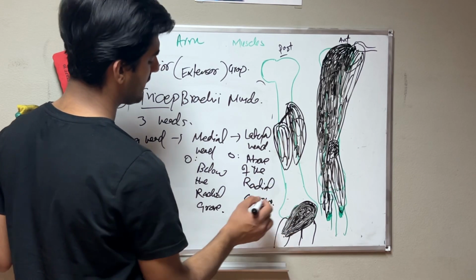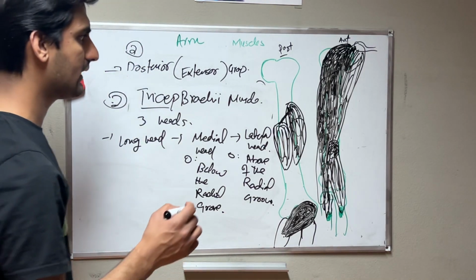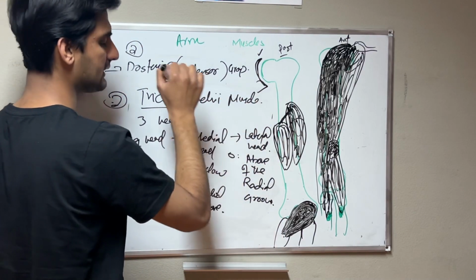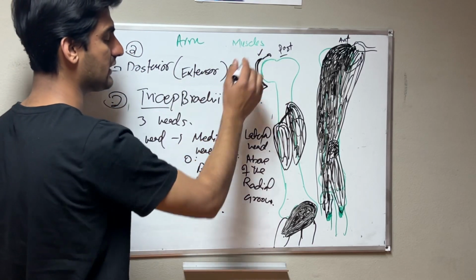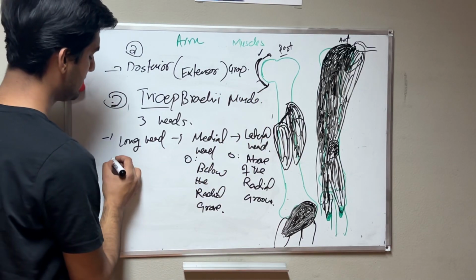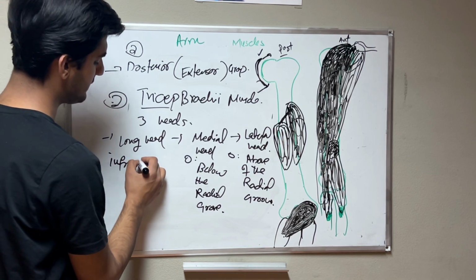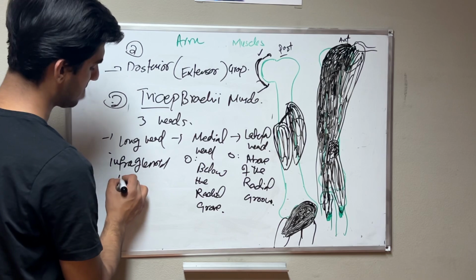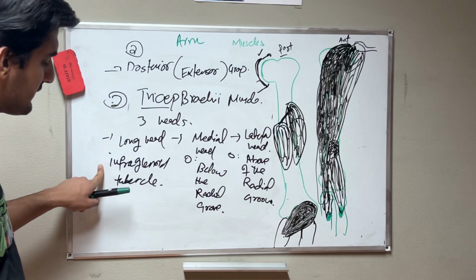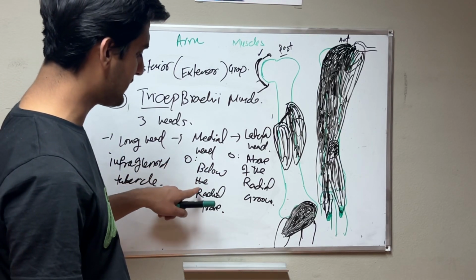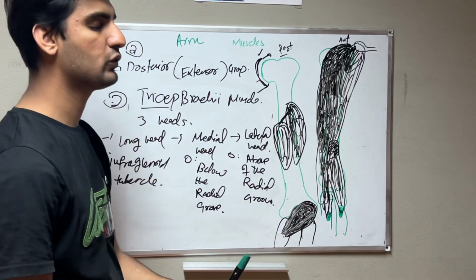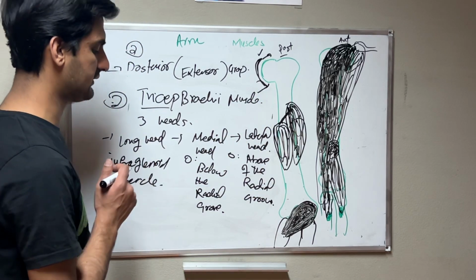And the long head: I already told you we have glenoid tubercles, one supra and the second infra. The supra one is the origin of the biceps muscle, and the infraglenoid tubercle is for the long head of the triceps muscle. So the long head originates from the infraglenoid tubercle, the medial head from below the radial groove, and the lateral head from above the radial groove, which is in the posterior diaphysis of the humerus bone.